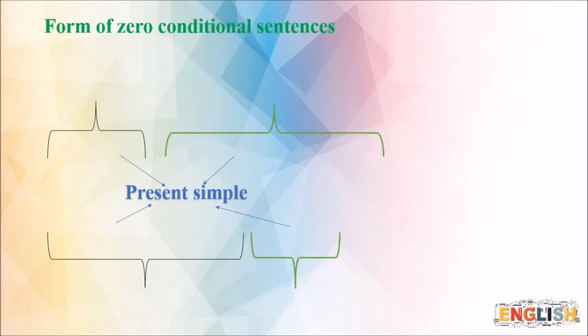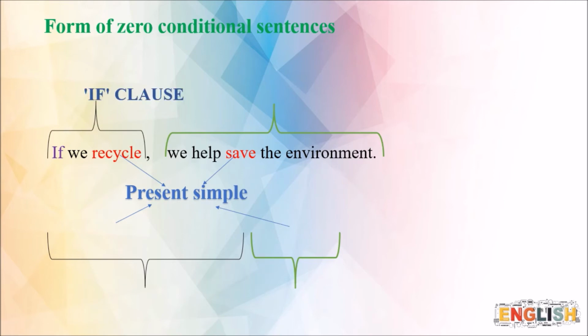Okay, gentlemen, few things to remember about the zero conditional. First of all, we use a comma to separate the if clause from the main clause, but only if the if clause is at the beginning of the sentence, whereas we don't use a comma if the if clause is at the end of the sentence. Let's have a look at the first example. If we recycle, we help save the environment. So if we recycle is the if clause. We help save the environment is the main clause.